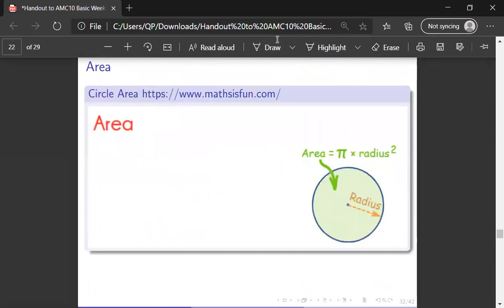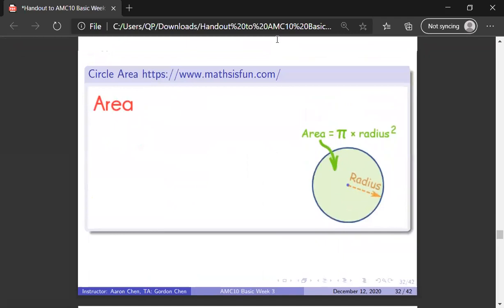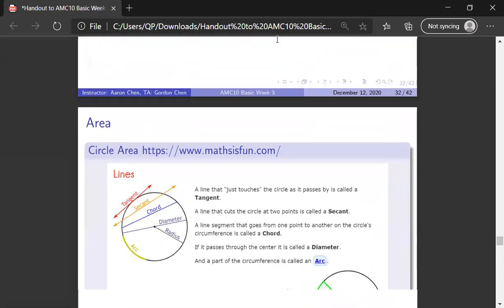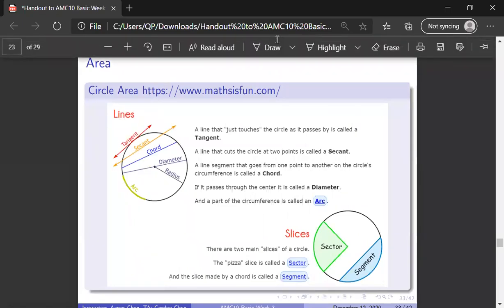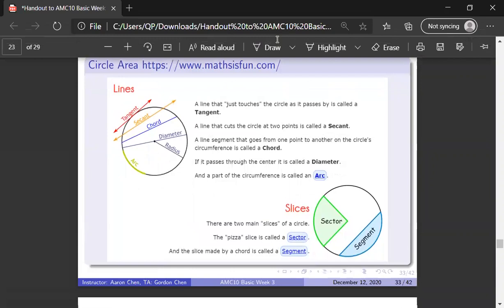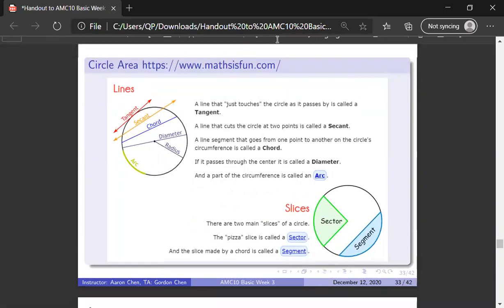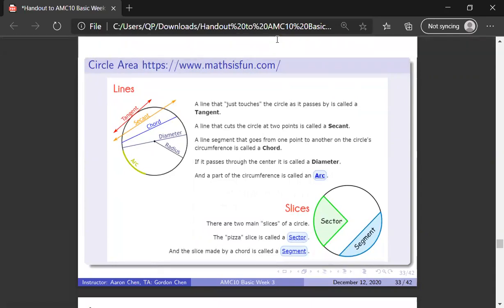All right, so circle area stuff. The area of a circle is pi r squared. I think all of you should know that. A line that just touches a circle is called a tangent, and a line that cuts the circle at 2 points is a secant. One that goes from one point to another on a circle is called a chord, and a chord that passes through the center is the diameter, and part of the circumference is called an arc.